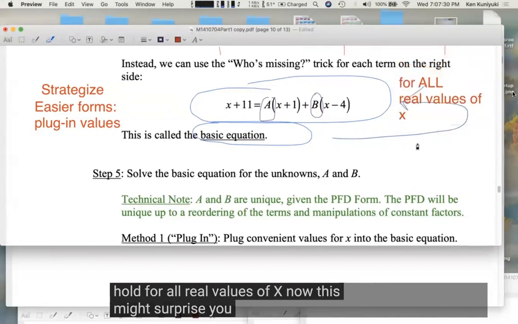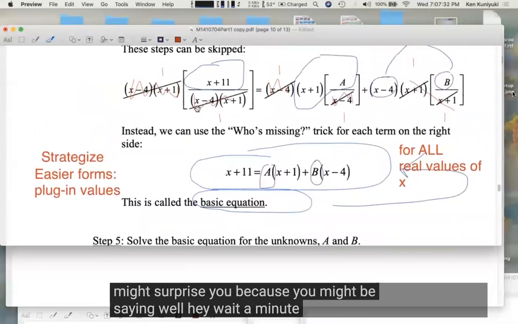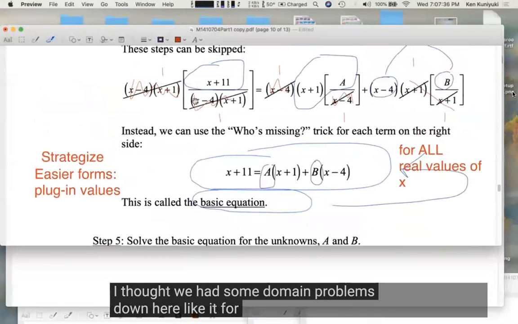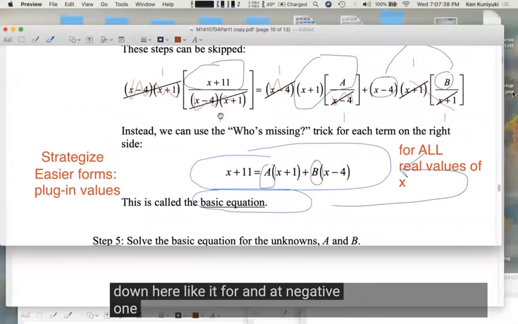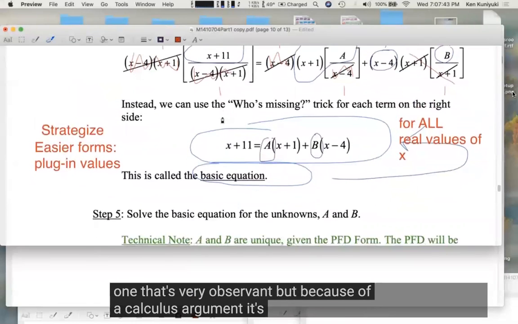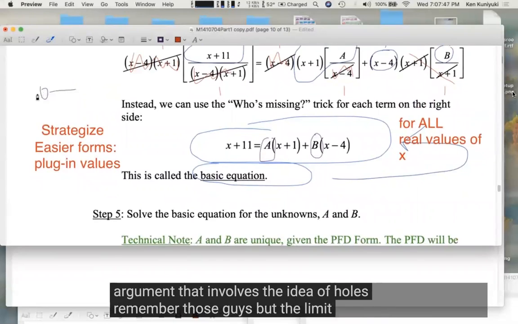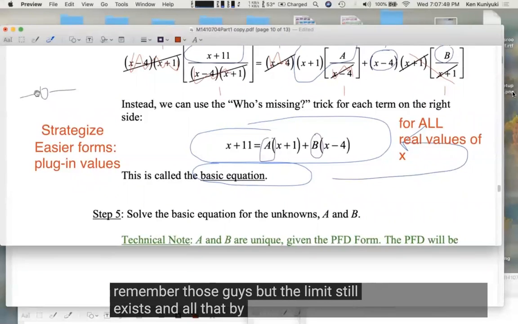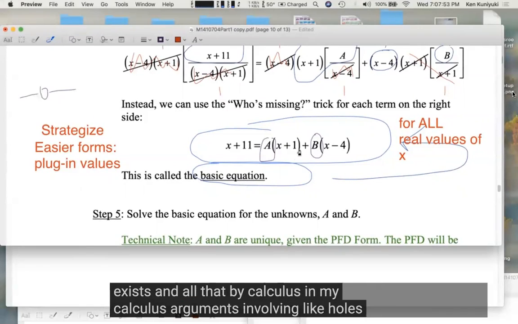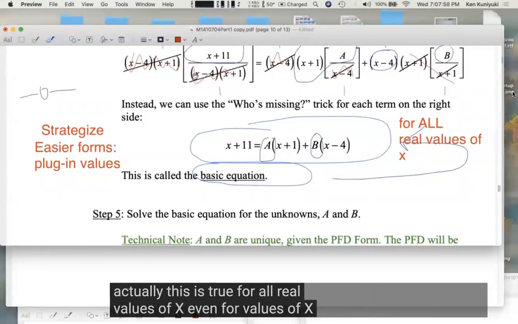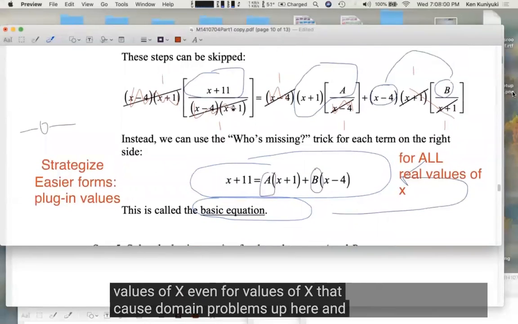Now, this might surprise you because you might be saying, well, hey, wait a minute. I thought we had some domain problems down here, like at 4 and at -1. That's very observant, but because of a calculus argument, it's kind of an argument that involves the idea of holes. Remember those guys? But the limit still exists and all that. By calculus arguments involving holes, actually this is true for all real values of X, even for values of X that cause domain problems up here.